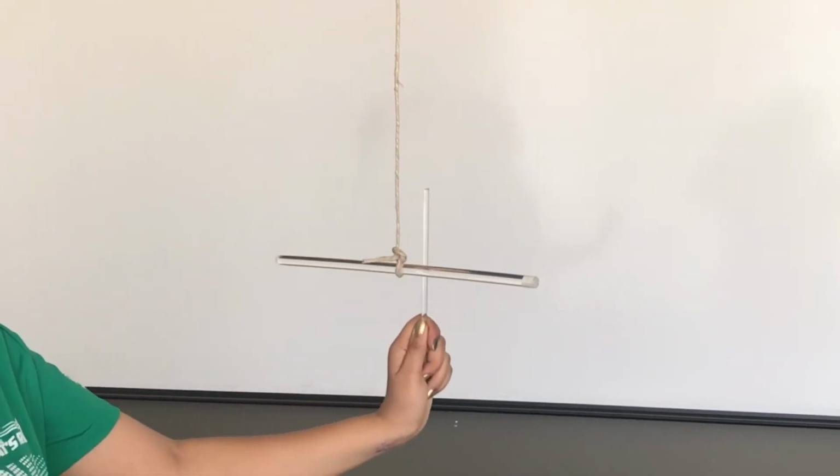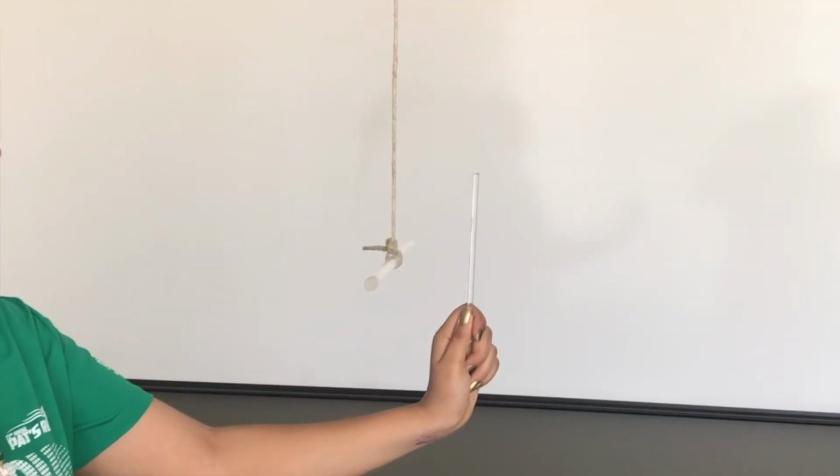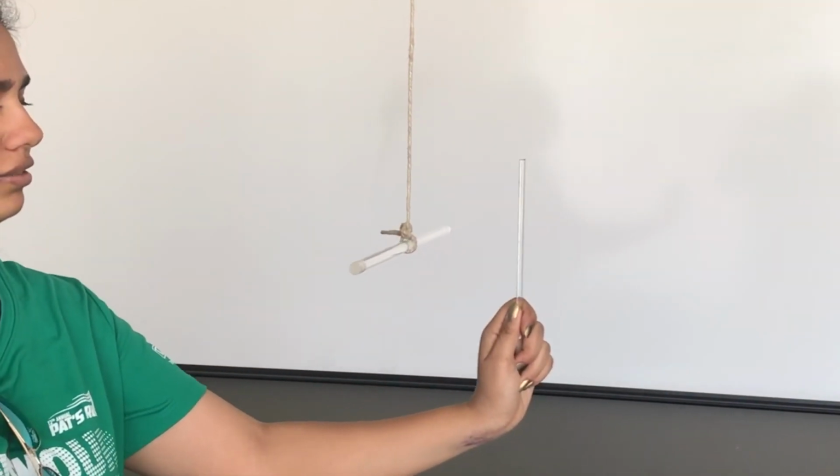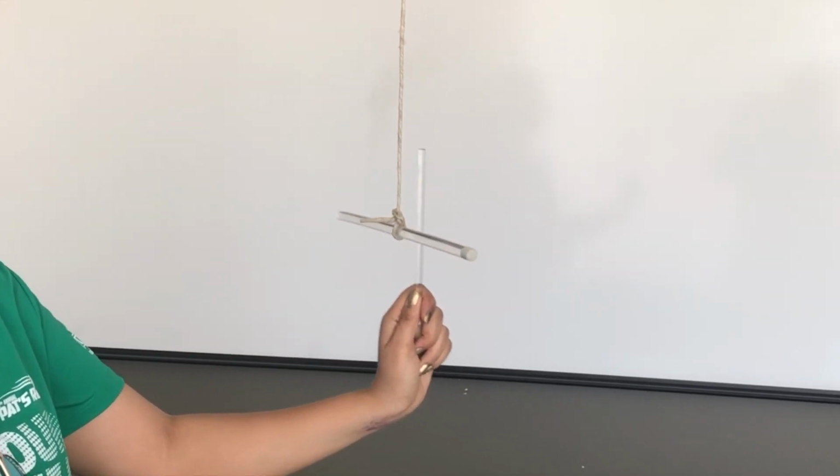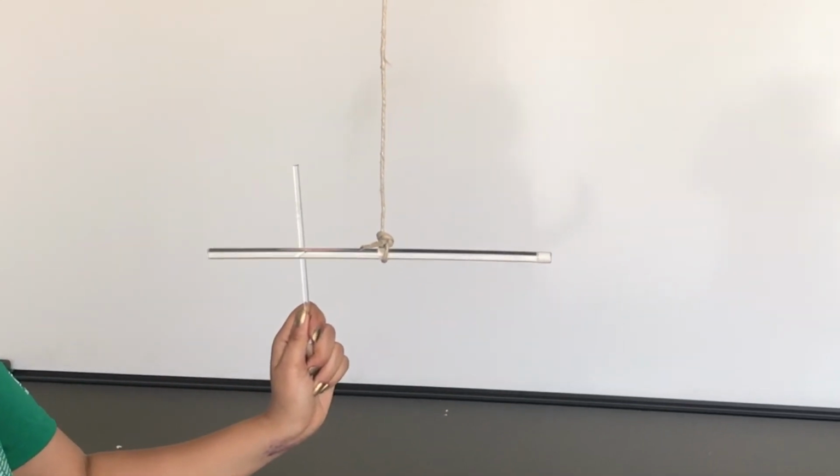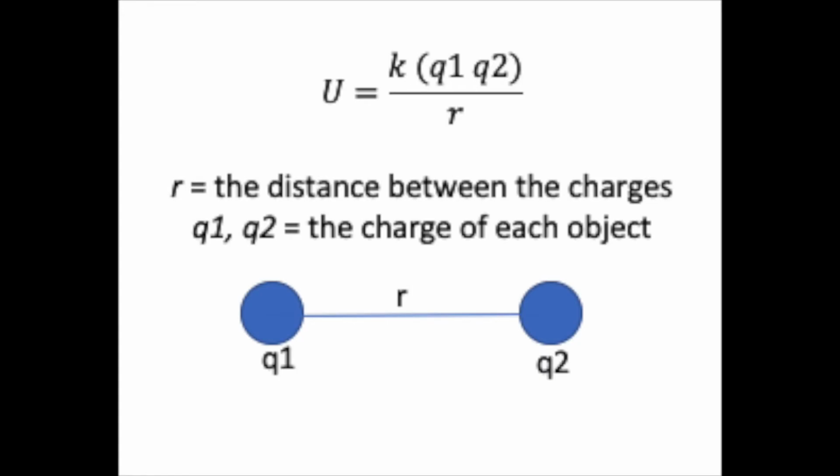Here we can see the effect of distance on the strength of the interaction. The further away the charged rod moves, the less repulsion there is between the two objects, showing that electrostatic forces are dependent on distance. This can be explained mathematically by this equation, which shows that r, the distance between two charged objects, is inversely proportional to the potential energy. As the distance increases, energy decreases, resulting in a weaker interaction between the rods.